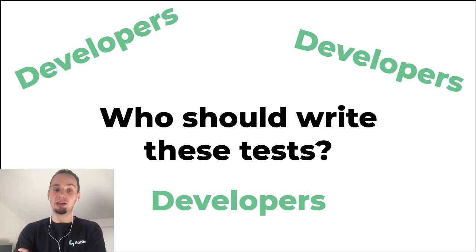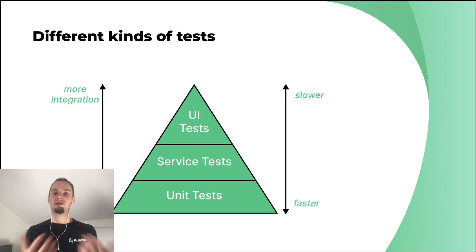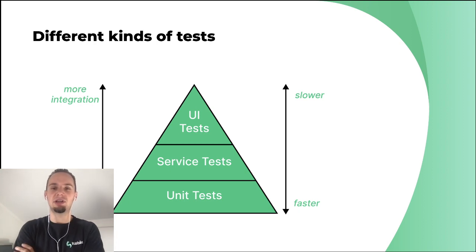Now let's look at the different kinds of tests. There are different kinds of tests that we can write. And this is usually explained using the test pyramid. And the test pyramid, it basically shows us a couple of things. It shows us that we have different kinds of tests, and there are some different names in the industry in use, so don't get hung up on these test names too much.